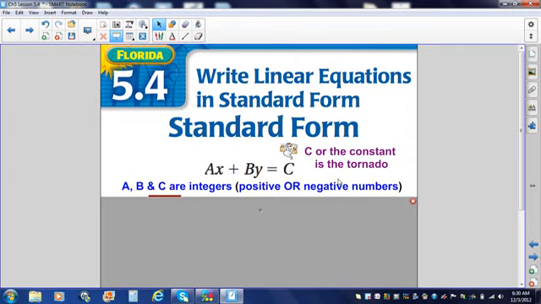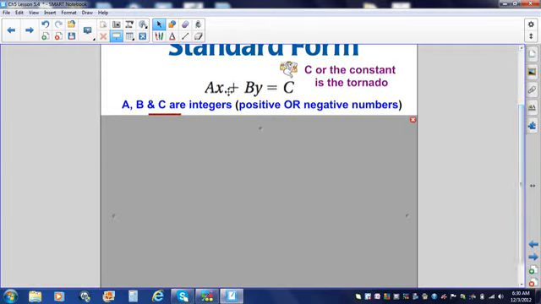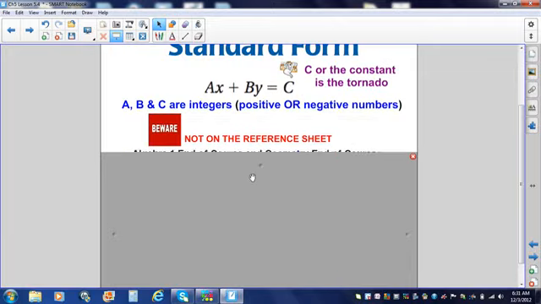C is going to be our constant, and our constant is going to be our tornado for standard form. C is the tornado in standard form. A, B, and C are going to be integers, which are positive or negative numbers.